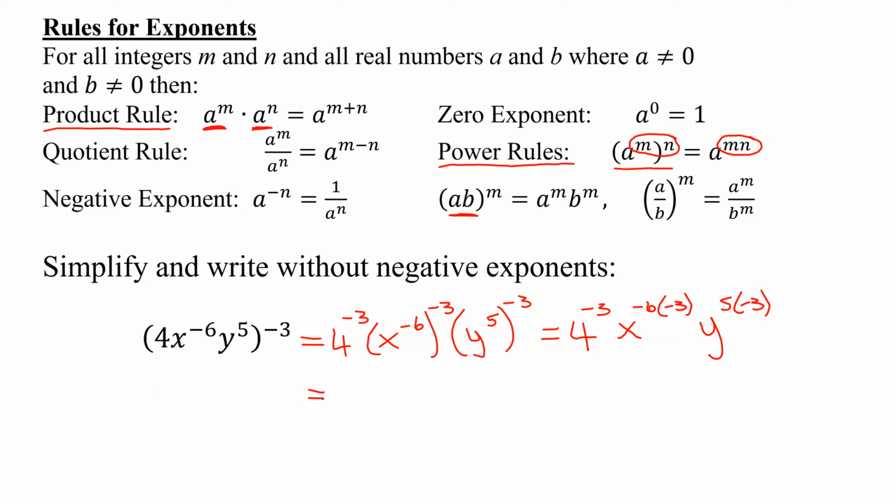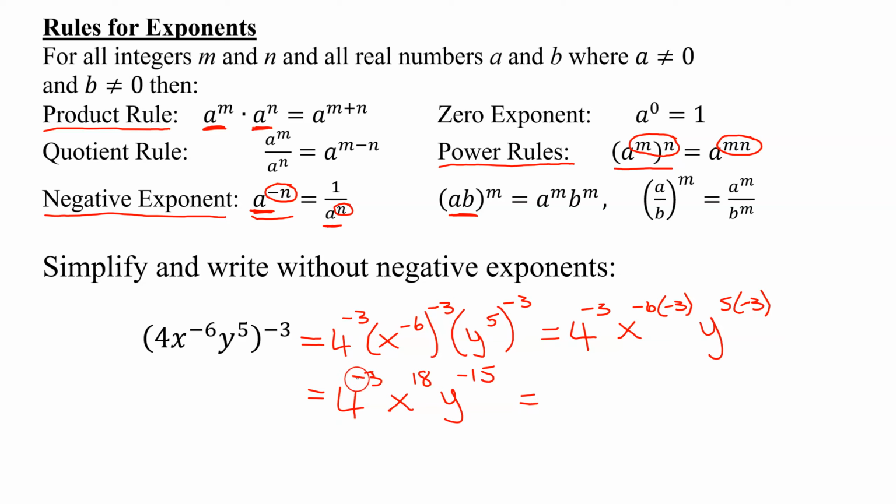So, what do I have now? 4 raised to the negative 3rd power, then x raised to the negative 6 times negative 3 is positive 18, and y raised to the 5 times negative 3 is negative 15. So now I'm ready to take care of my negative exponents, and here's the rule for negative exponents. That says a raised to the negative n in the numerator becomes 1 over a to the positive n in the denominator. Notice the base stays the same. I change the sign on the exponent when I move from the numerator to the denominator. So that's what I'm going to have to do in this expression here.